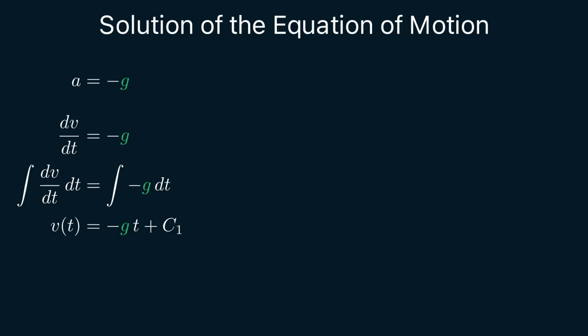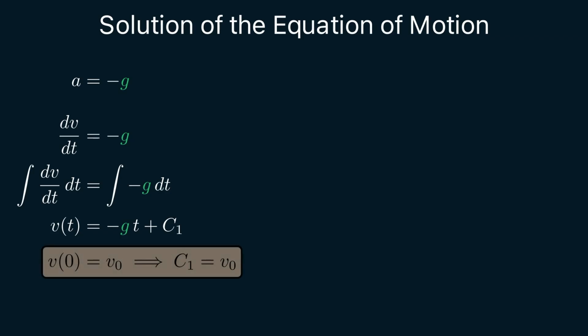constant c1. To understand c1, note that at t equals 0 the velocity is the initial velocity. Plug in t equals 0 and you get v of 0 is c1. So c1 is the initial velocity and we rename it c1 equals v0. And thus, velocity is minus gt plus v0. But we are not done yet.